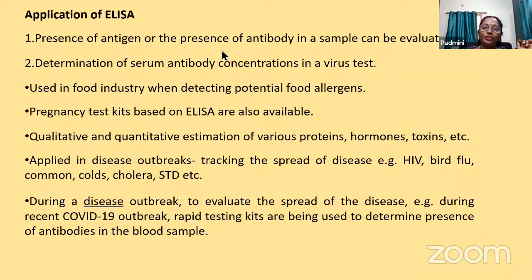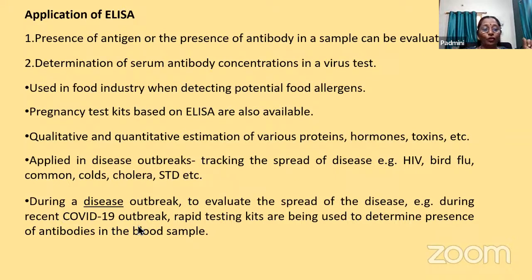Okay, so applications of ELISA, where all you can apply them. Presence of antigen or presence of antibody in the sample can be evaluated. Determination of the serum antibody concentration in a virus test. These are also used in the food industry for detecting potential food allergens. Pregnancy kits are also based on this ELISA technique. Qualitative and quantitative estimations of various proteins, hormones, and toxins can also be done. Applied in disease outbreaks during the spread of diseases like HIV, cold, cholera, or STDs, etc.